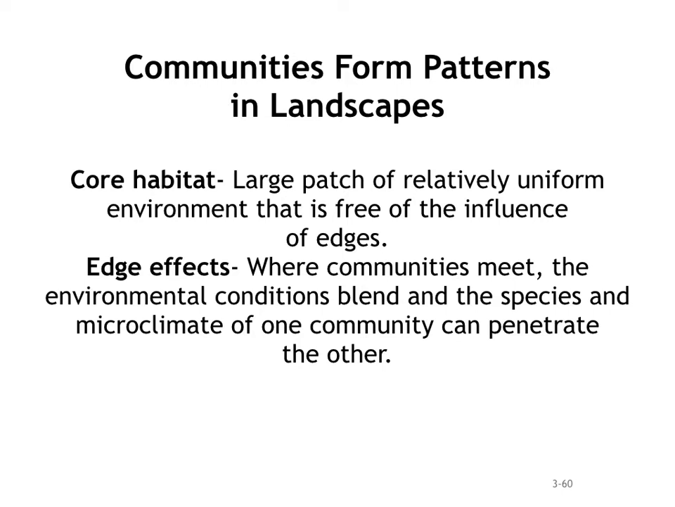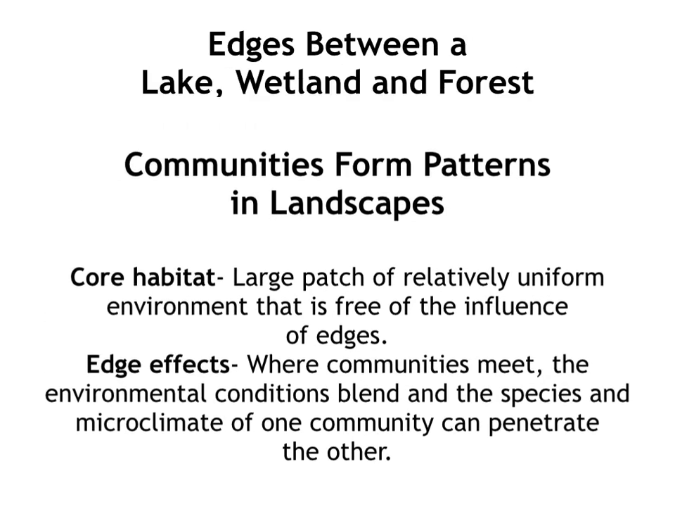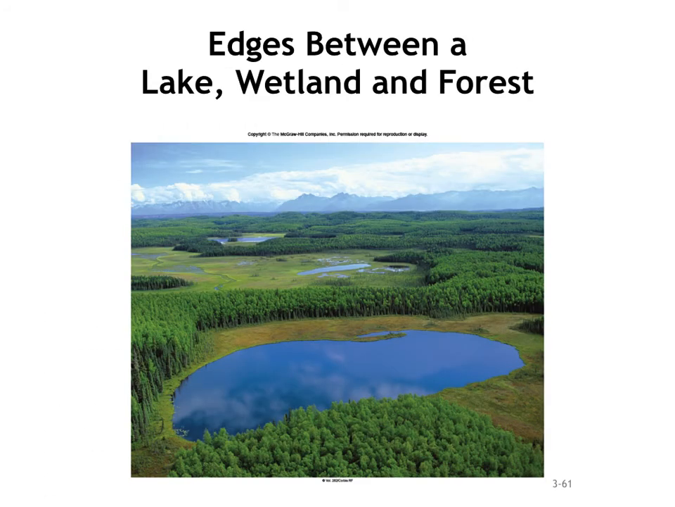Where communities meet, the environmental conditions blend and the species and microclimate of one community can penetrate the other. Called edge effects, the penetrating influences may extend hundreds of meters into an adjacent community. Complex landscapes include contrasting environments, edges, where they meet, and corridors connecting larger patches. Edges are biologically rich, but core areas are critical for many species.